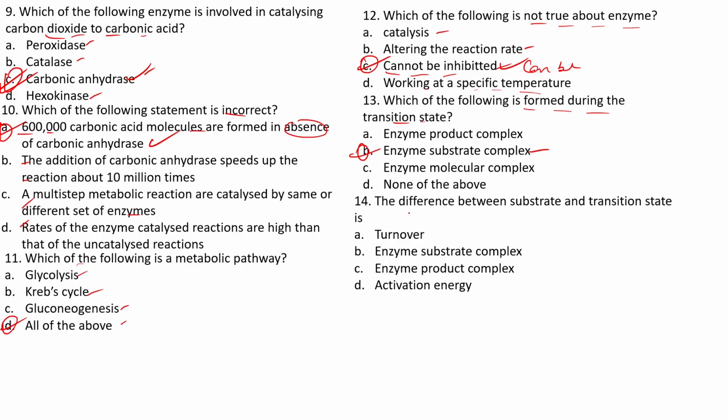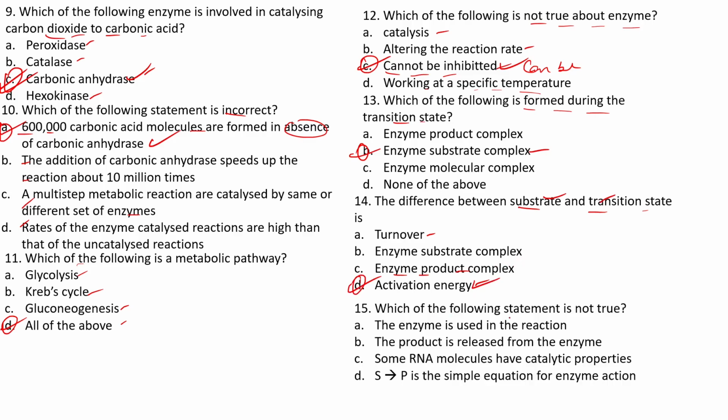The next one we have is the difference between the substrate and the transition state is the turnover, enzyme substrate complex, the enzyme product complex, activation energy. The difference between these two is actually the activation energy. D is the right answer.